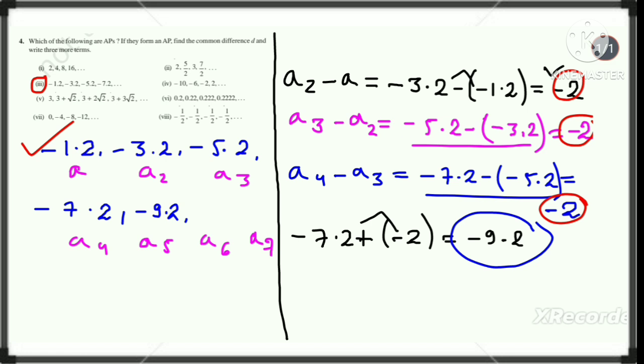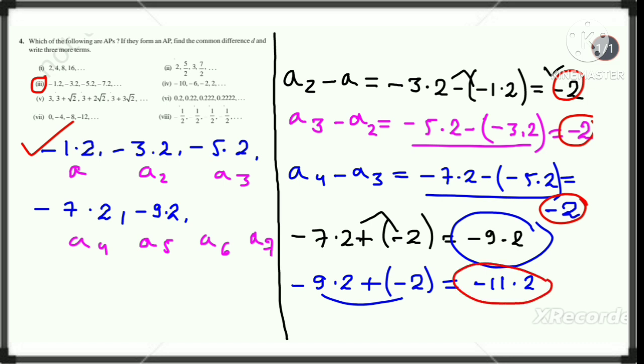Again, to find its sixth term we have to add the common difference to the fifth term, and the fifth term is minus 9.2 plus the common difference minus 2, and after solving these two we obtain minus 11.2. Okay, here we have obtained its sixth term, right? And the sixth term is minus 11.2.